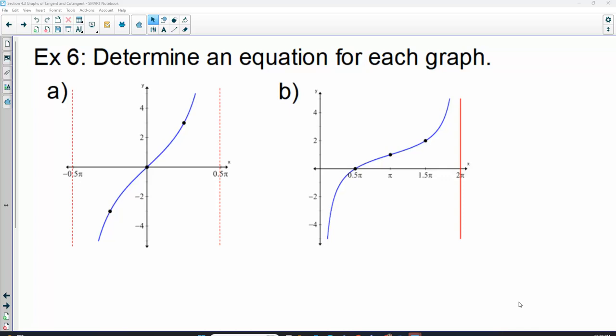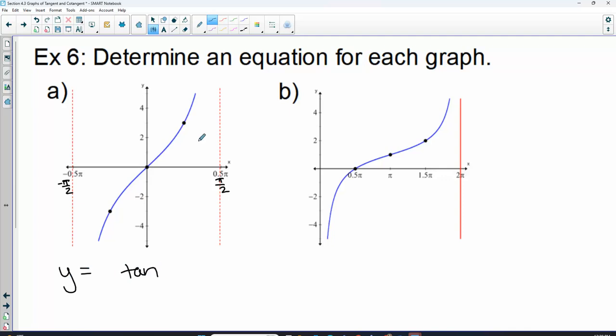At the interval, where does it start and stop? We know when we graph tangent, we typically go from negative pi over 2 to positive pi over 2. When we graph cotangent, we go from 0 to pi. So look at whether you are starting at 0 or at a negative value. Negative 0.5 pi is just another way of writing negative pi over 2 to positive pi over 2. So which one is this? Tangent.